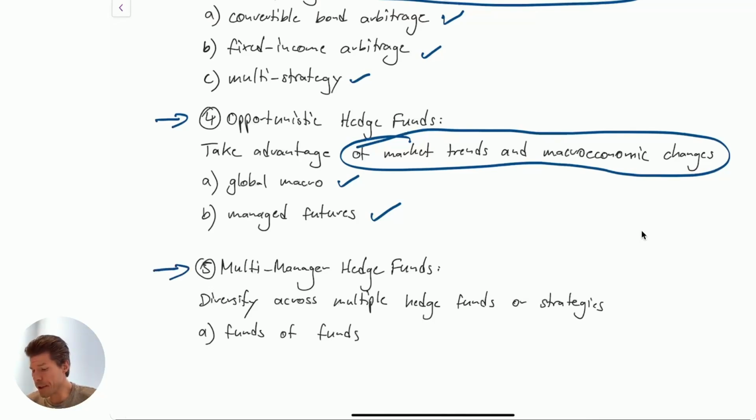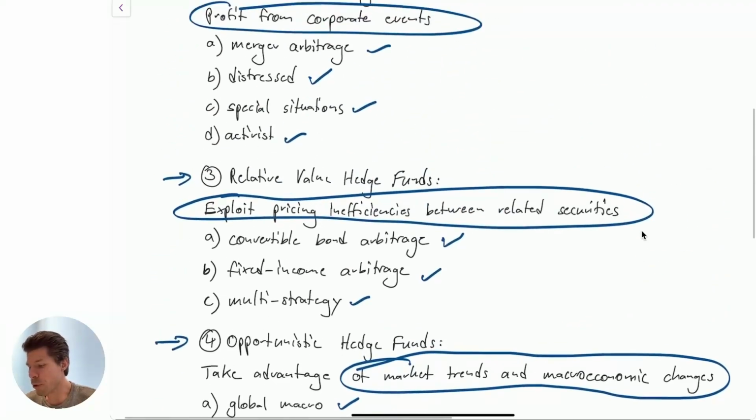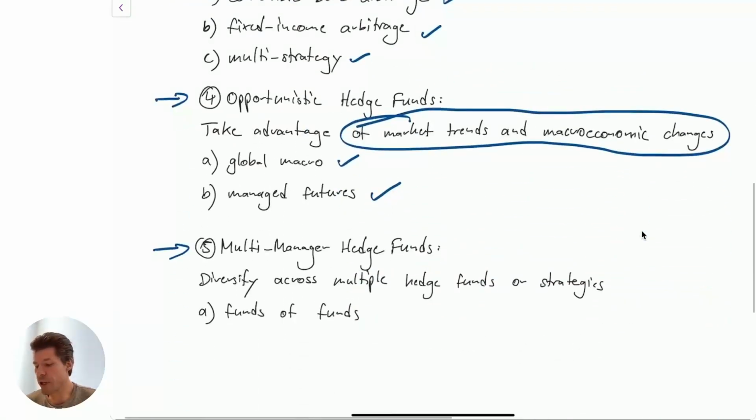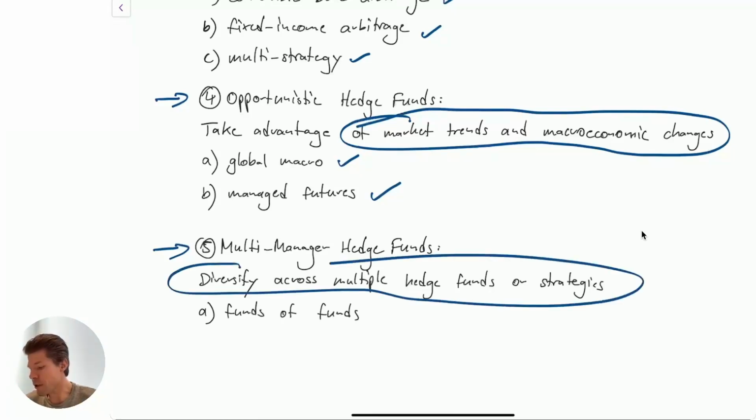And then the last one, so-called multi-manager hedge funds. So you find hedge funds that are not solely focused on one of the strategies earlier. So here it's basically diversification across multiple hedge funds or strategies. Sometimes we call it funds of funds, investing in multiple hedge funds for diversification. So you can even see that one hedge fund invests in other underlying hedge funds for diversification reasons.